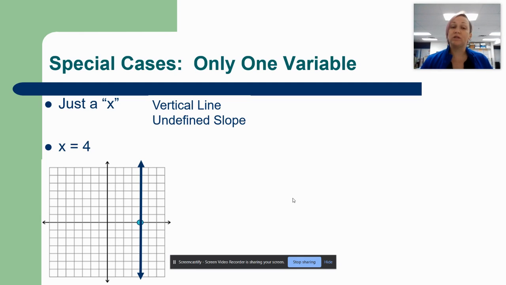So if the question says, what is the slope? Then you would say undefined. But if the question says, write an equation, then you would write x equals 4. So it's all about the wording of the question.